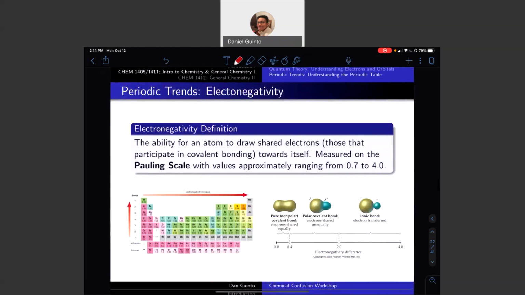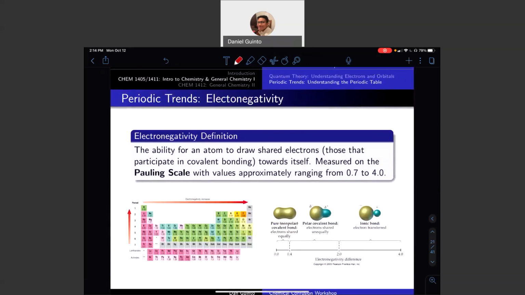So now we have to talk about one of the most famous periodic trends, in my opinion, and that's electronegativity.